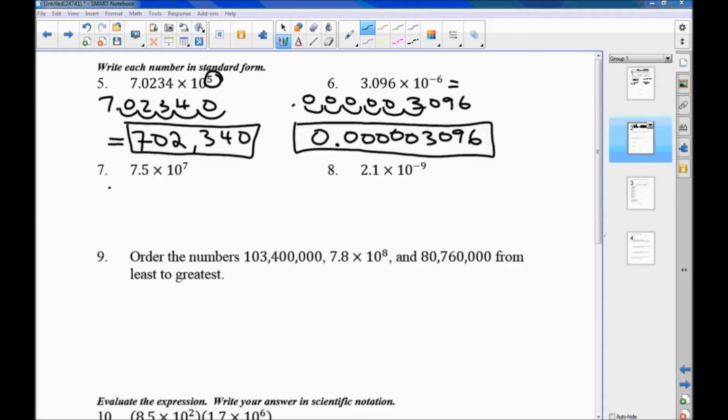So this is going to be 7.5 times 10 to the 7th. So I have to pick up that decimal and move it 7 times to the right to make it a big number. 2, 3, 4, 5, 6, 7. That means I have to put 6 placeholder zeros in there, and that's going to make 75 million.